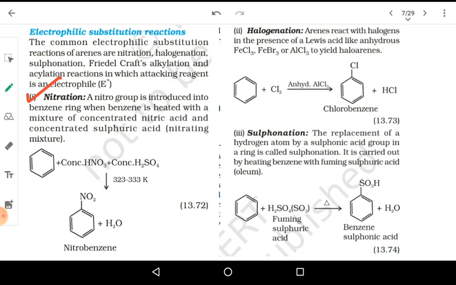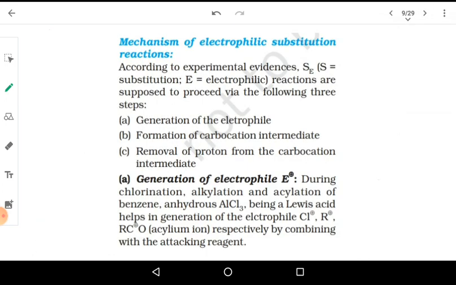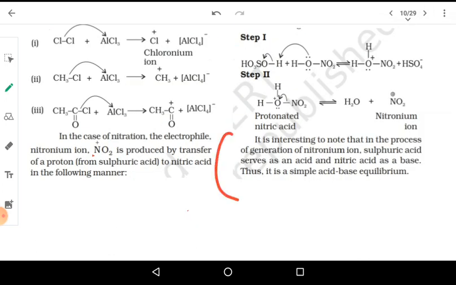In nitration, what is happening? We are adding a nitro group to the benzene ring when benzene is heated with a mixture of concentrated nitric acid and concentrated sulfuric acid. And this mixture of concentrated nitric acid and concentrated sulfuric acid is known as a nitrating mixture. One important point is that here the generation of the electrophile is important in this particular reaction. This paragraph, which is given after the mechanism, is very important because this had a question in NEET previously.